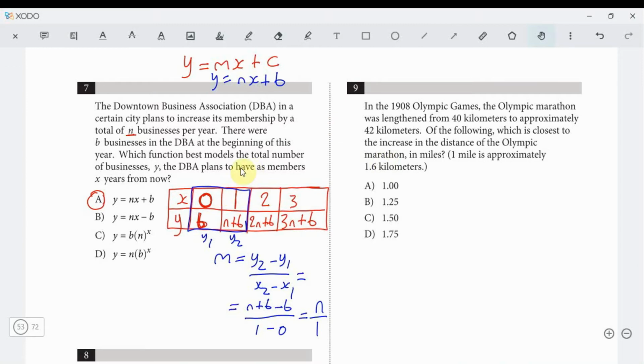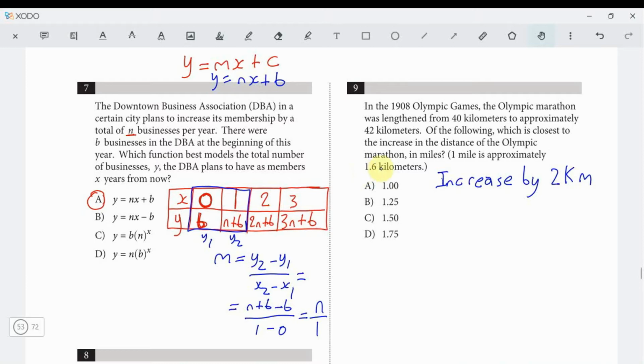All right, question 9. Question 9 says, in the 1908 Olympics, that's too long ago, the Olympic marathon was lengthened from 40 kilometers to approximately 42 kilometers. So notice that they increased the distance by 2 kilometers. Now they say, of the following, which is the closest to the increase of the Olympic marathon in miles?